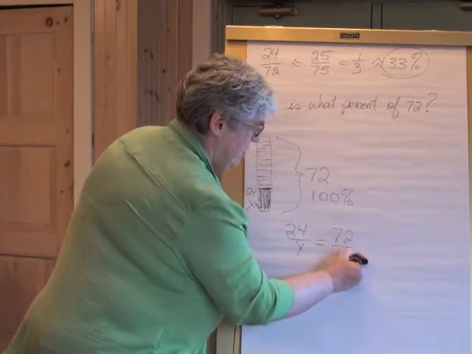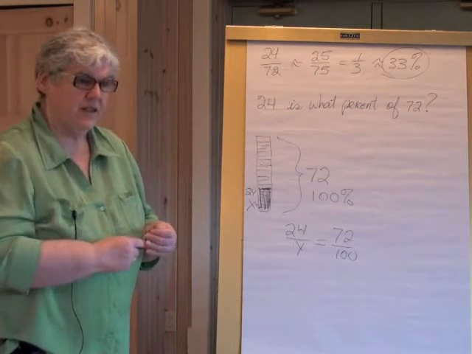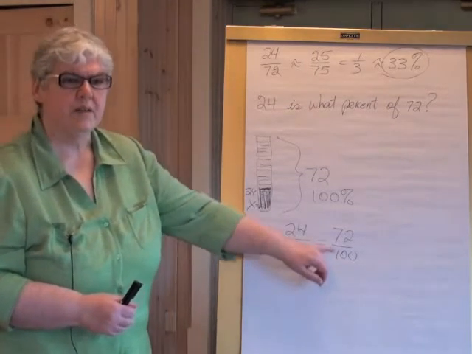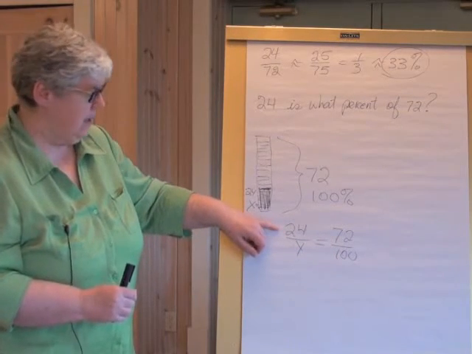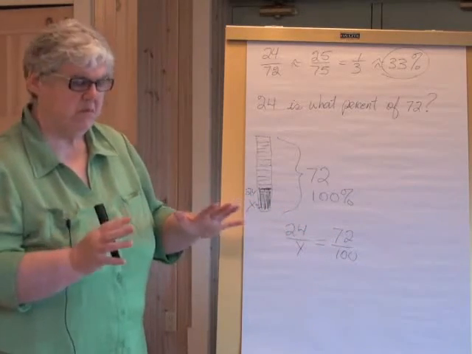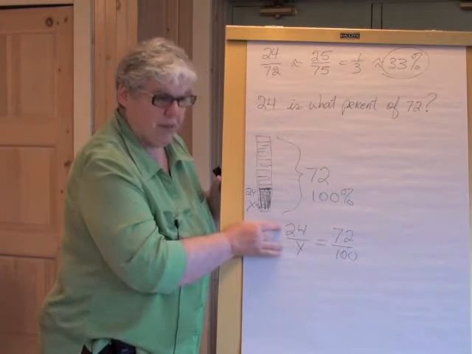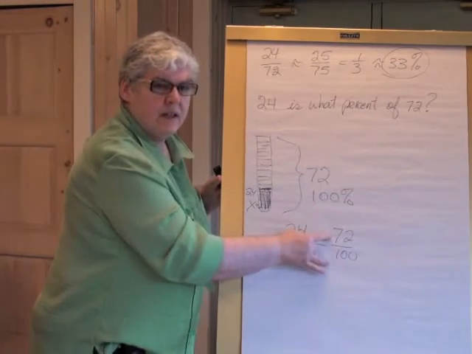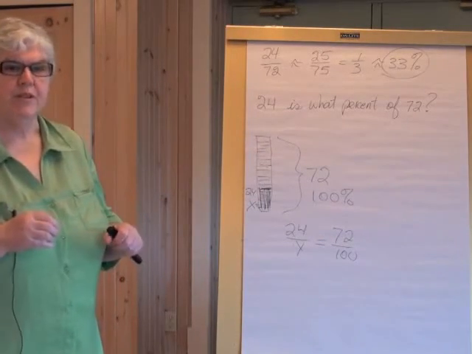equals 72 over 100. And I check. I say, is this right? I got the percent on the bottom. I got the percent on the bottom. Balance. I've got the number on top and a number on top. Balance. On my left-hand side, I've got the part. And on my right-hand side, I've got the whole. Okay, I think that proportion is right.